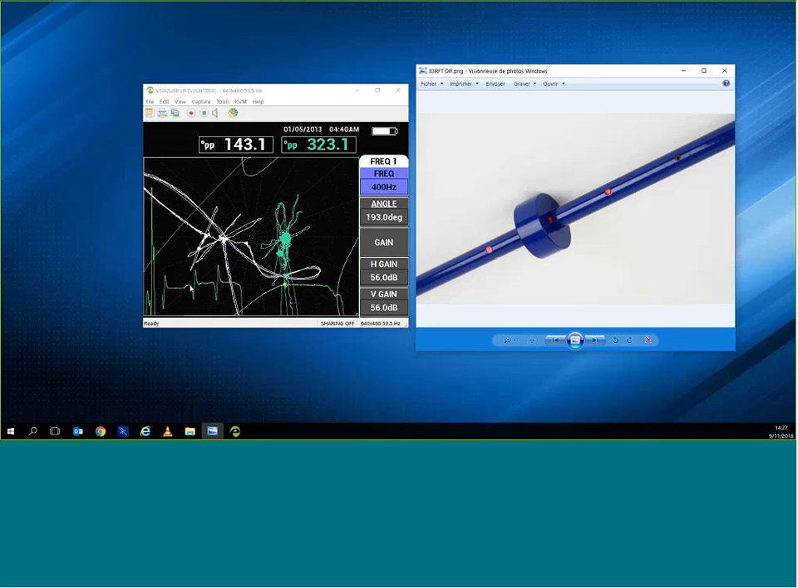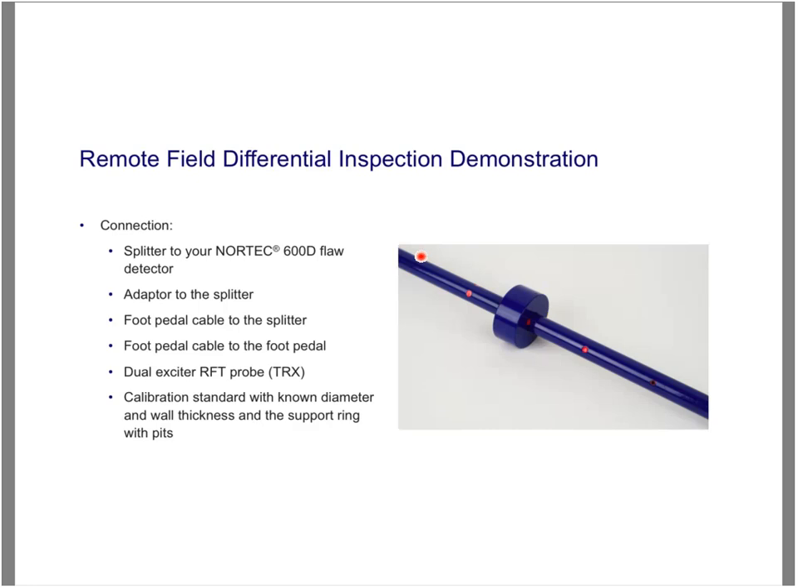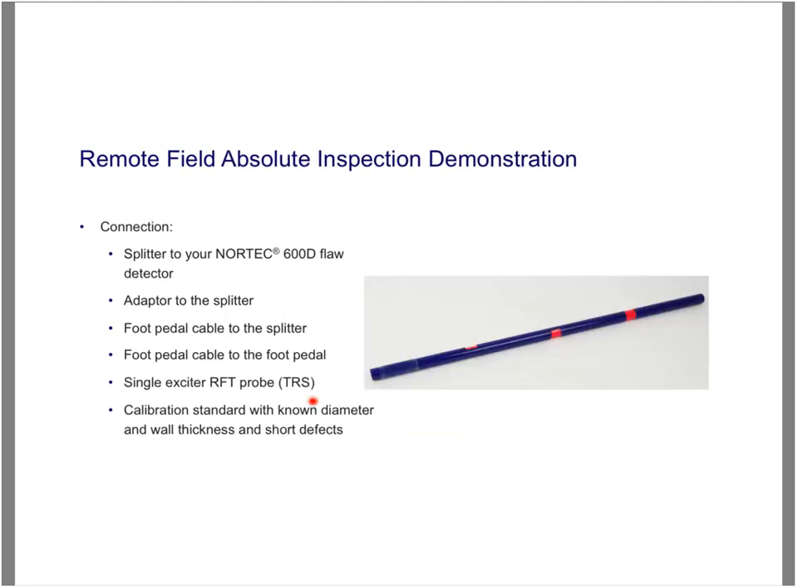Now we're going to be doing remote field absolute. So remote field absolute, very similar. However, instead of using a TRX probe as we used here previously, we will be using the TRS probe. And here we have 3 types of defects. We have one defect which is shallow but on 360 degrees. We have a slightly deeper defect on 270 degrees. And then we have a very deep defect on 180 degrees.